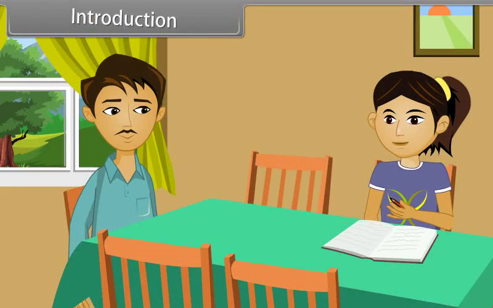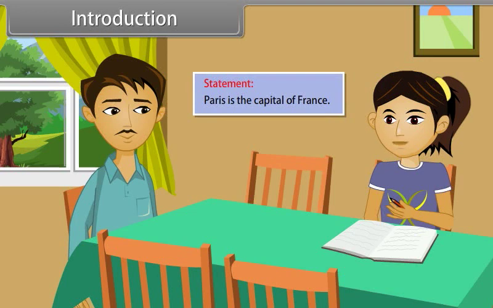Introduction. Hey Ria, what are you doing? I am doing sentences. Okay. Do you know in mathematics the sentences are also known as statements? No, but how we can call them statements? Would you like to learn more of it? Yes, Father. In this lesson, you will learn the reasoning in mathematics.